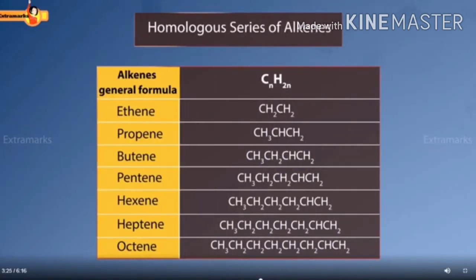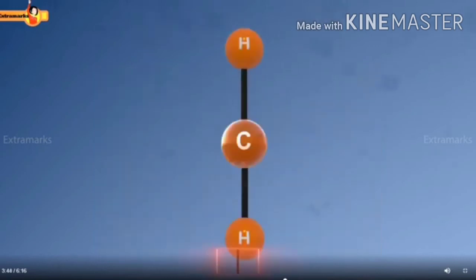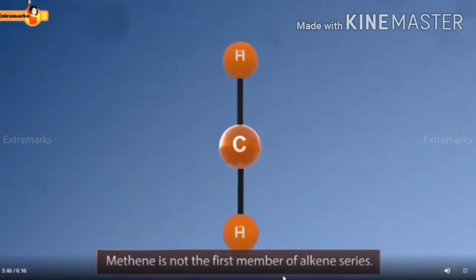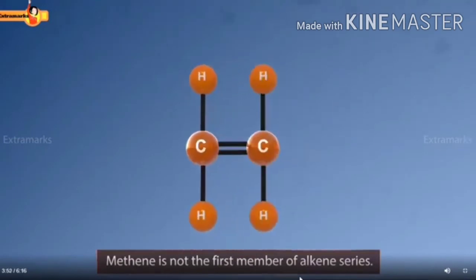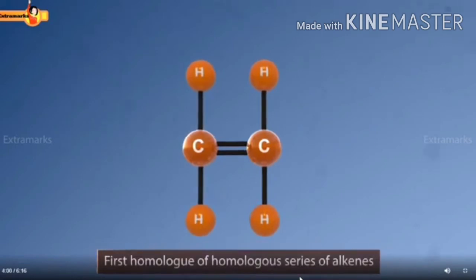It's time to take another example, the homologous series of alkenes. Ethene is the first member of this series. Propene, butene, pentene, hexene, heptene, octene are some other members of this series. Why is methane not the first member of this series? Let's find out. Notice, all the alkenes contain at least one carbon-carbon double bond. Since the presence of two carbon atoms is essential for the formation of a double bond, methane, a single carbon compound, does not exist as an alkene. Hence, ethene is the first homologue of the homologous series of alkenes.